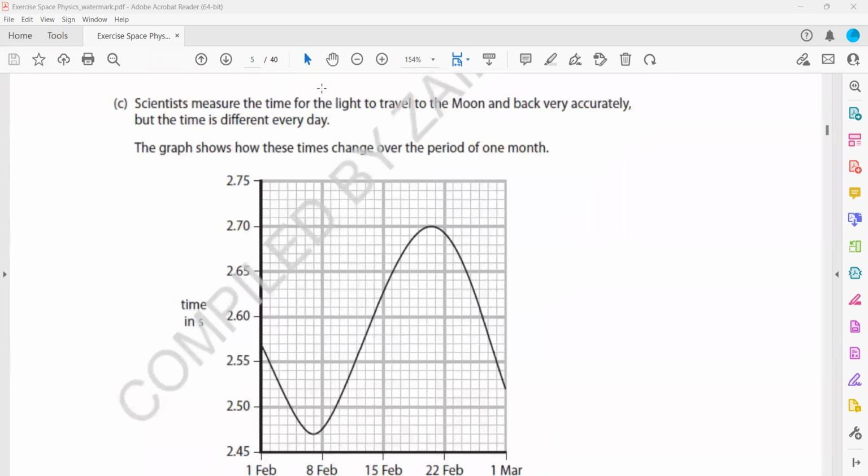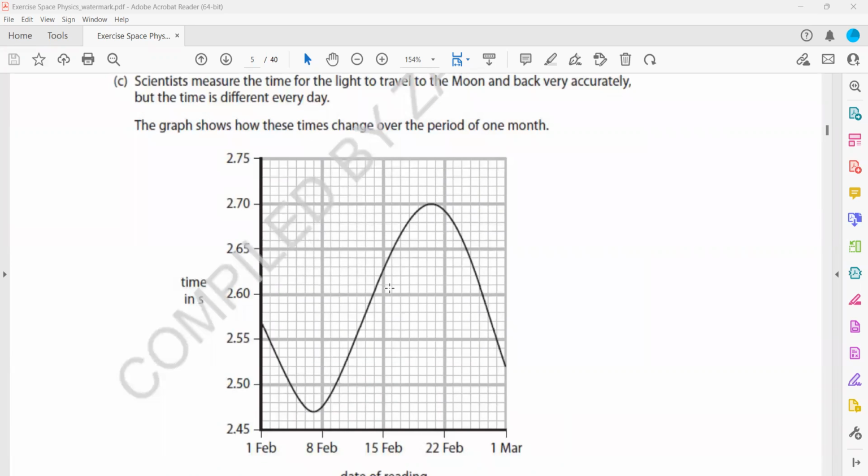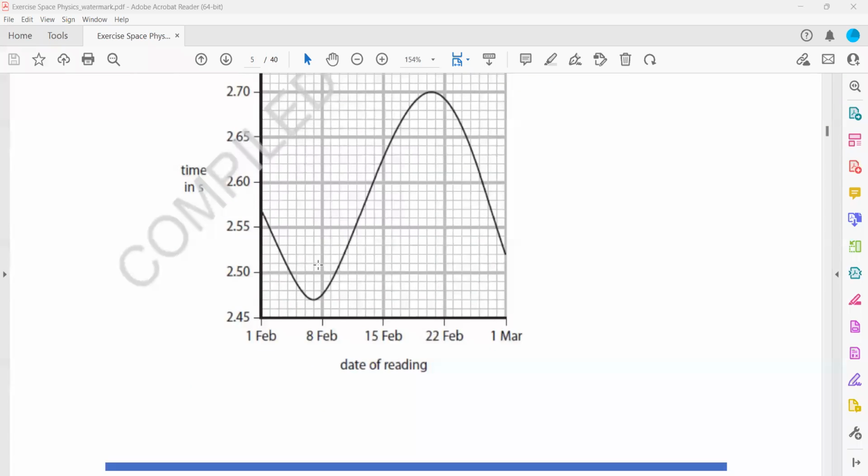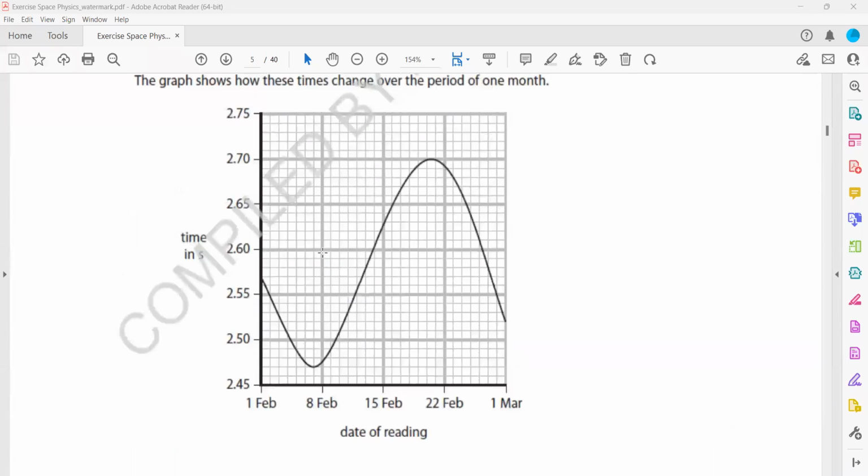Then the scientists measure the time for light to travel to the moon and back very accurately. And the time is different every day. It's not taking the same time to return back. Some days it is shorter, some days it's longer. This is a graph.